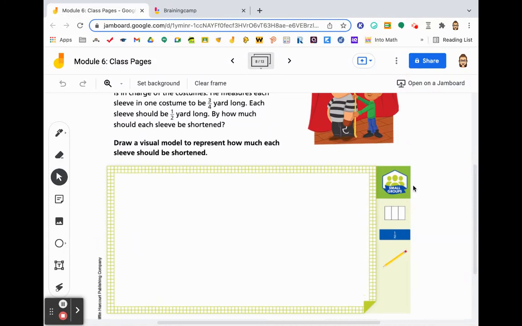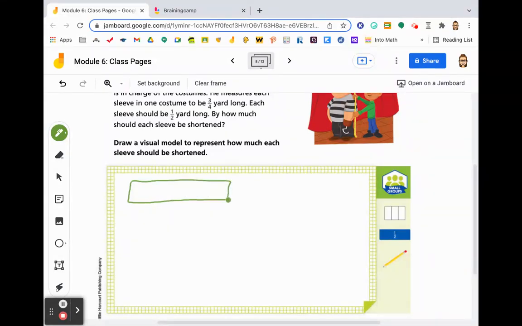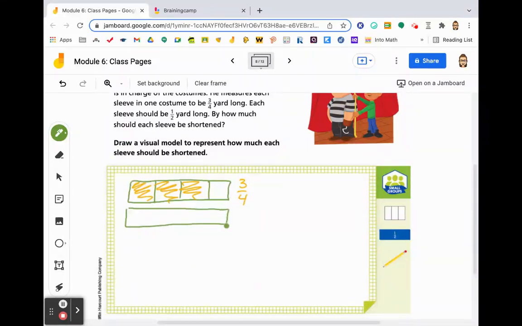So we are going to start with a model here, and we're going to split it into fourths. I'm going to shade it in. So 1, 2, 3. So this is my 3/4. And then we're subtracting, so we're going to put underneath, we have a whole. We're going to split it in half. And I'm going to shade that half in.